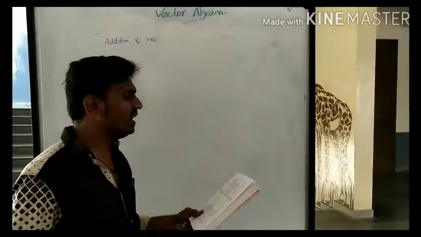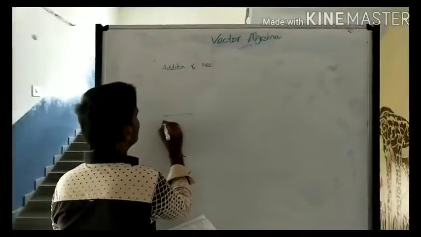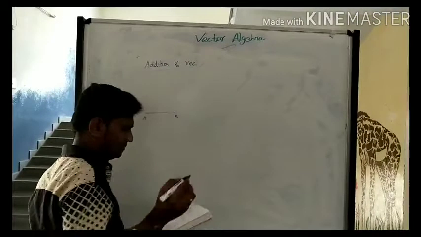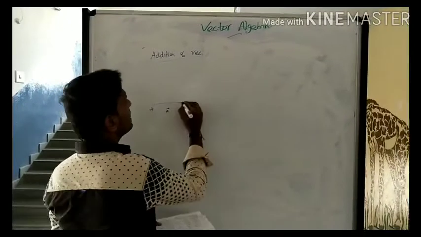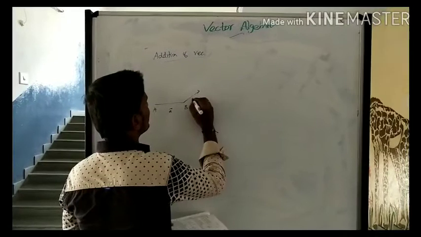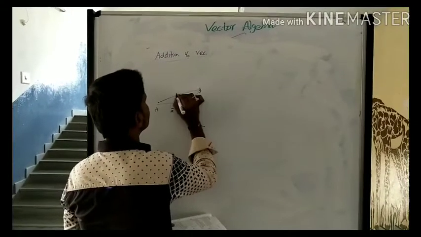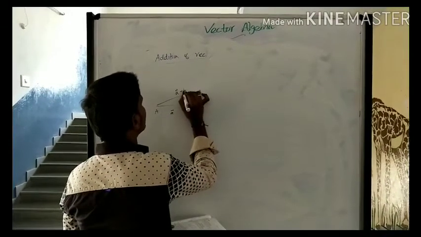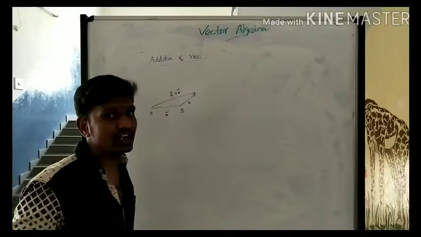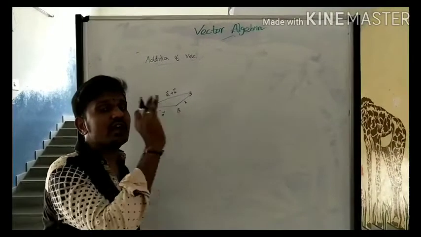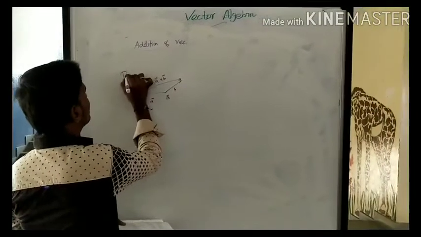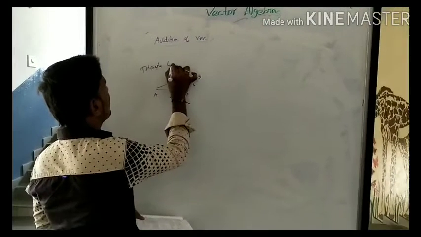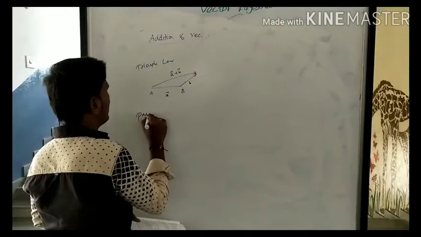So the triangle law of addition: this is AB vector, that is A vector, and BC is mentioned by B vector. So this is represented by A vector plus B vector. This is called the triangle law of addition. And next, the parallelogram law.